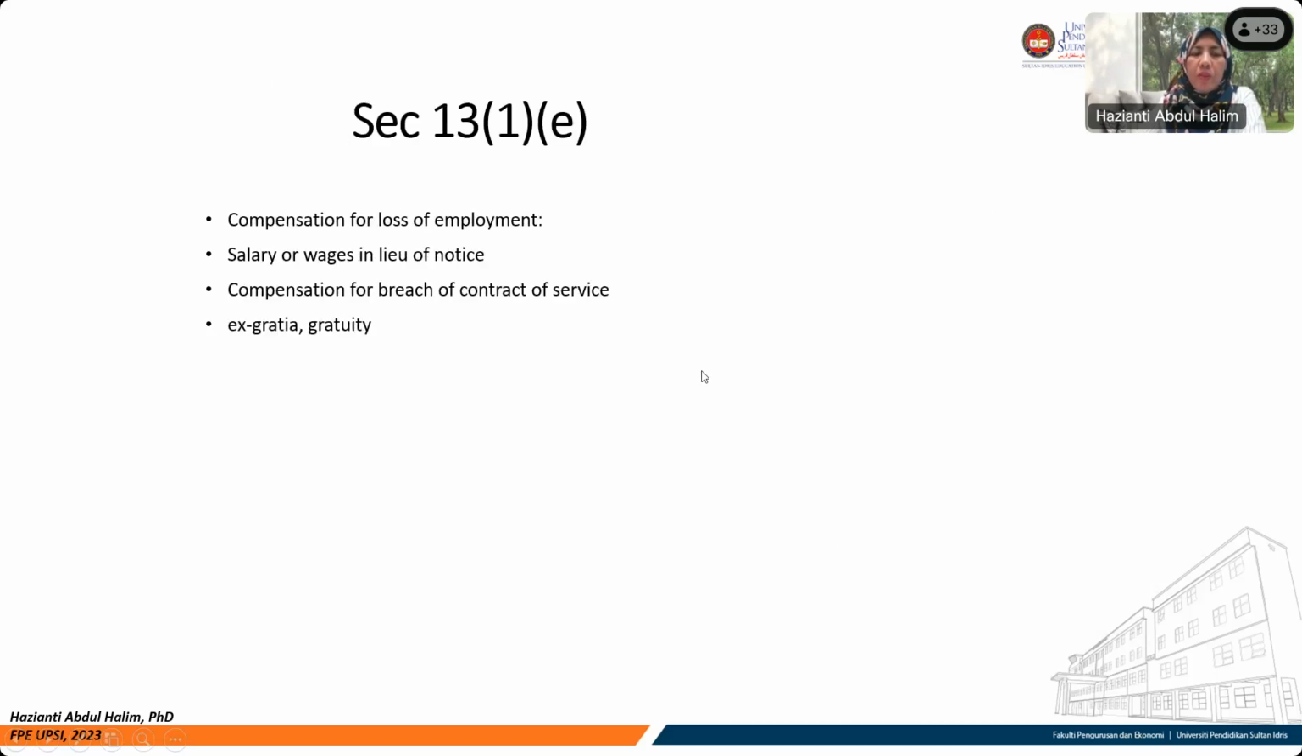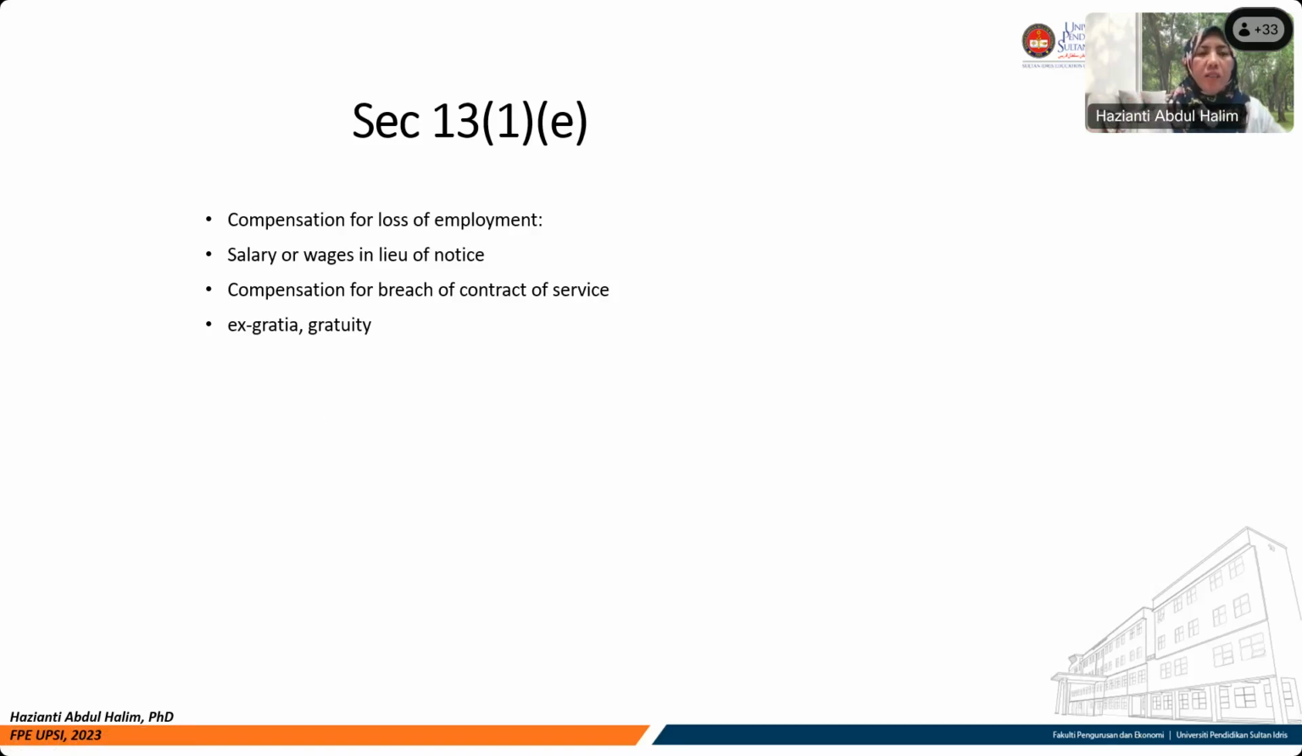Right. Last one we have section 131E, compensation for loss of employment. Kalau 131D tadi gratuity tu when the people retire, kalau section 131E ni lebih kepada berhenti ataupun disebabkan compensation lah because of loss of employment ataupun breach of contract. Diberhentikan. Yang tadi tu retire, pension lah, retire.